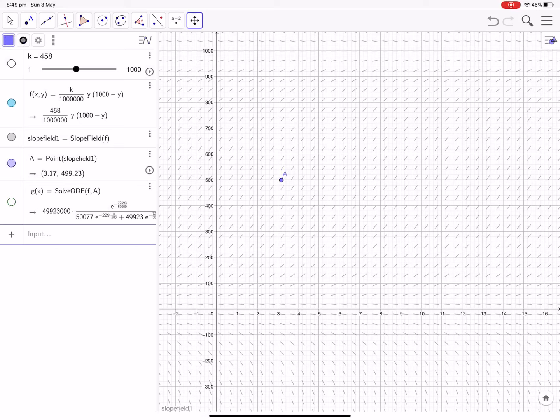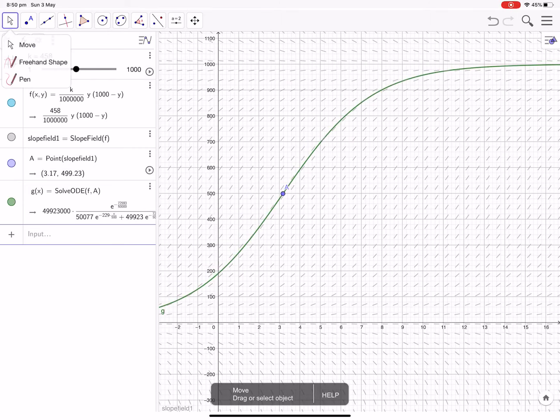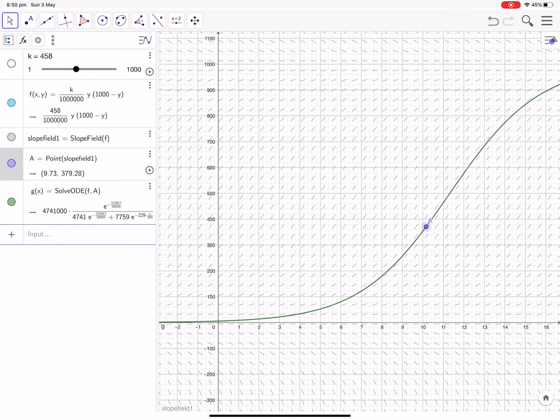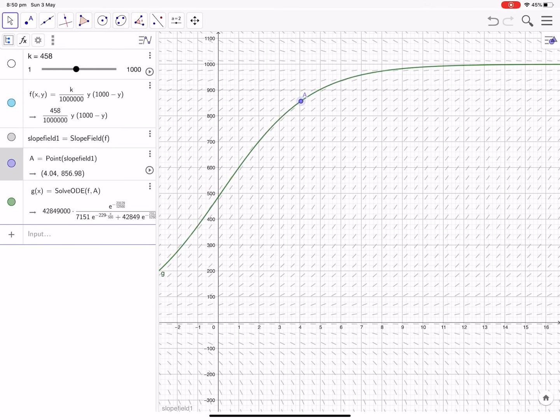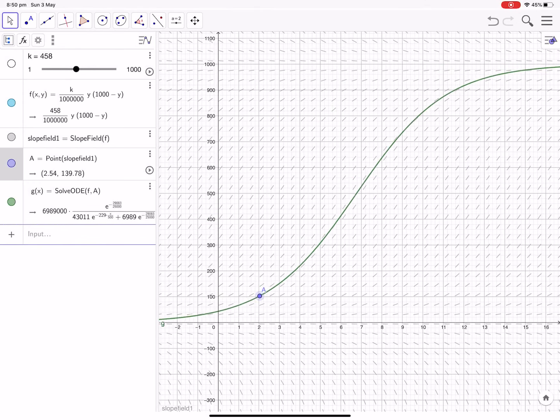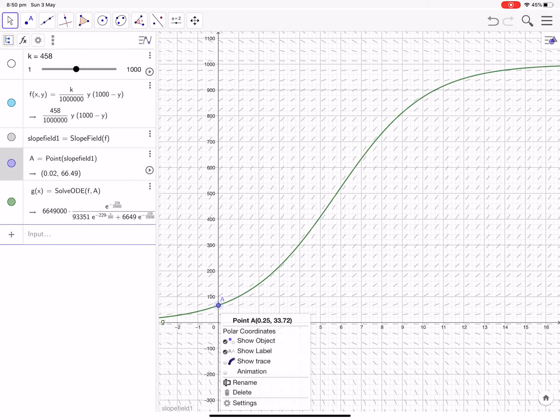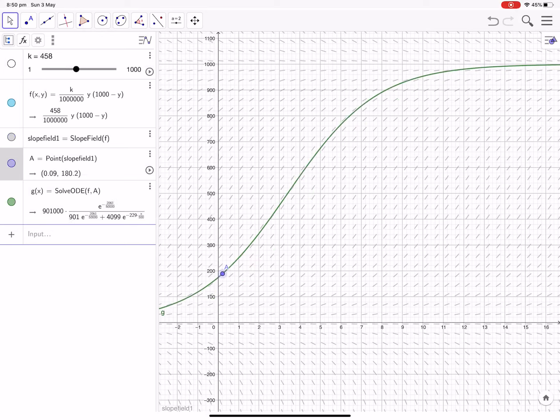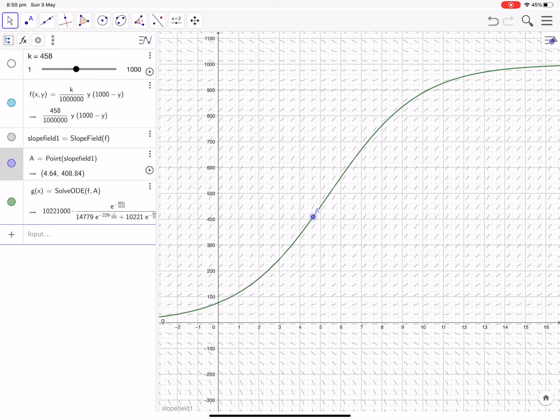Okay, A is just a point, and then the one underneath that, solve ODE, is solving an ordinary differential equation based on f for the slope field and A for the point. And we get this logistic equation. It gives us the equation there, but of course that's not very nice. Okay, now I'm trying to move A around. There we go. Right, so as I move A, then this all changes. I can make A close to an initial value, but it doesn't have to be. Any value will do.